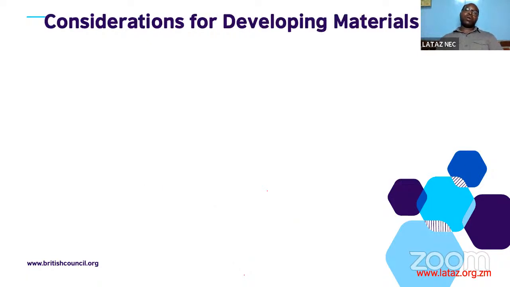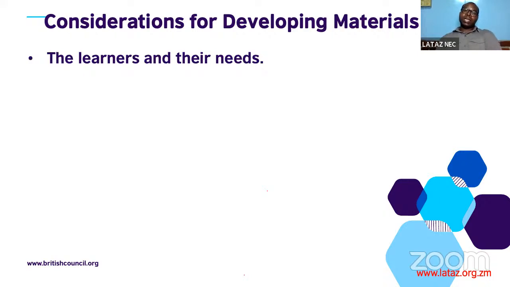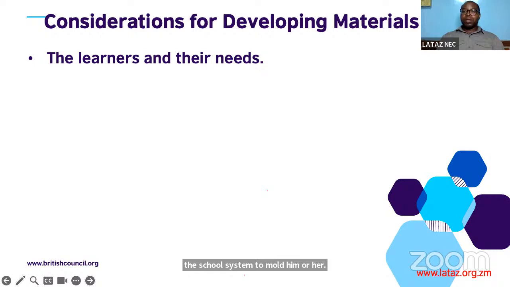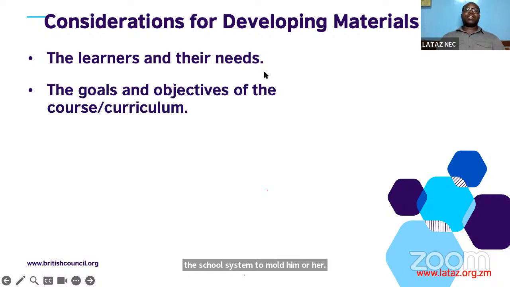Okay. Now, what are some of the factors you need to consider when developing materials? Number one, consider the learners and their needs. Again, you go back to the curriculum. What kind of learner does the country want to develop, to produce at the end of school? And what does this learner need in order to develop into that human being the nation wants the school system to mold him or her to be? So you look at that factor.